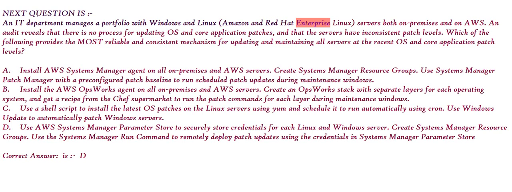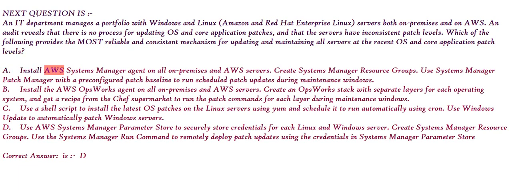Next question is: an IT department manages a portfolio with Windows and Linux, Amazon and Red Hat Enterprise Linux, servers both on-premises and on AWS. An audit reveals that there is no process for updating OS and core application patches, and that the servers have inconsistent patch levels. Which of the following provides the most reliable and consistent mechanism for updating and maintaining all servers at the recent OS and core application patch levels?